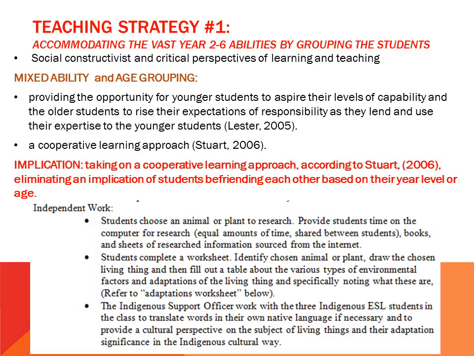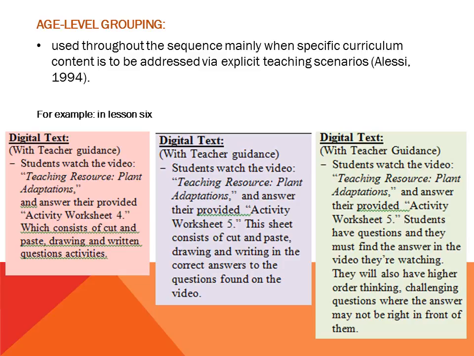This grouping is evident in Lesson 5, where students work independently and then share and discuss in mixed academic and age level groups, taking on a cooperative learning approach, according to Stewart 2006, eliminating an implication of students befriending each other based on their year level or age. The age level grouping, according to Alessi 1994, on the other hand, is a teaching strategy used throughout the sequence to address specific curriculum content via explicit teaching scenarios. This breaks students into their year level age appropriate groups, evidently in Lesson 6, where explicit teaching episodes within the rotations focus on achieving the students' curriculum appropriate content knowledge.